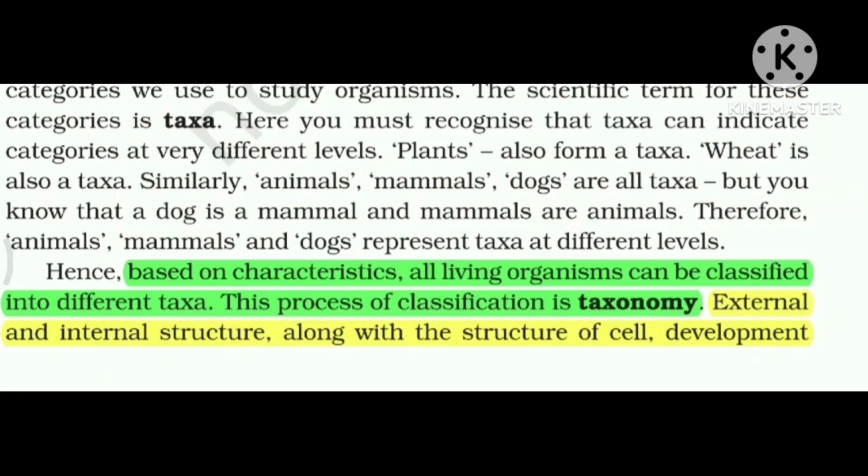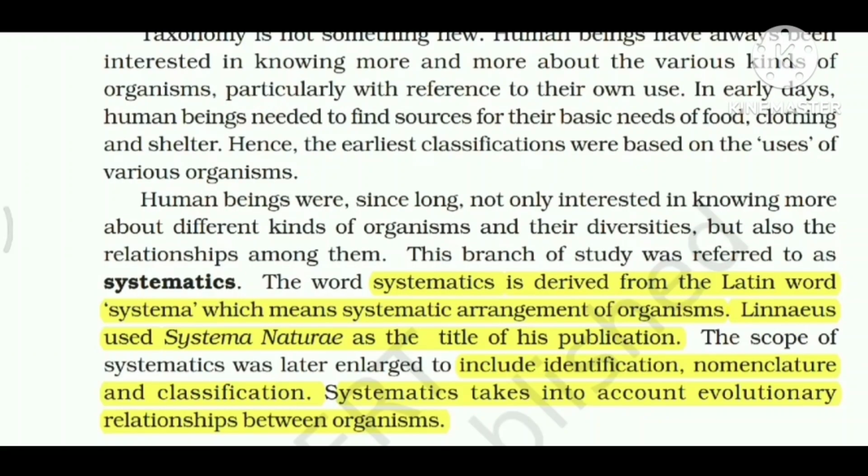Here we go forward to taxonomy. Based on the characteristics, all living organisms can be classified into different taxa, and modern taxonomy is also defined by some features, that is external and internal structure along with structure of the cell, development process, and the ecological information of all living organisms. Then we go further to systematics.